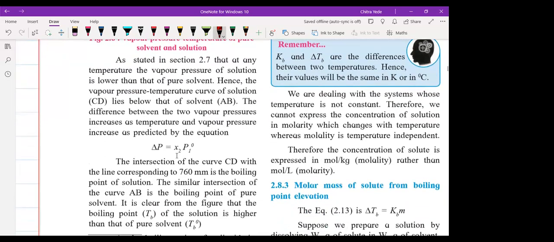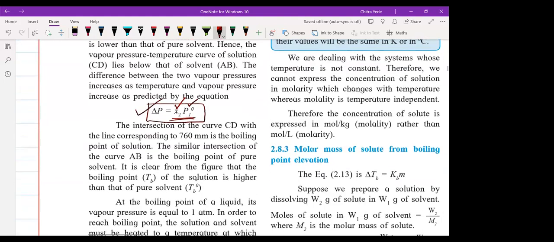So as stated, we already know lowering of vapor pressure. We already calculated yesterday in last class, beta, what we have calculated: change in pressure. Lowering of vapor pressure is directly related with the mole fraction of solution, meaning the product of mole fraction of solute to the vapor pressure of pure solvent. That is equal to the lowering of vapor pressure we calculated in last class only.